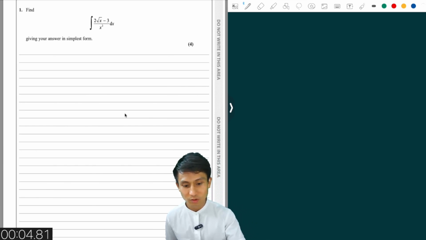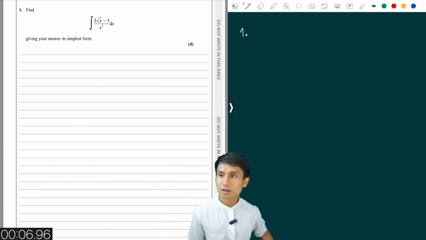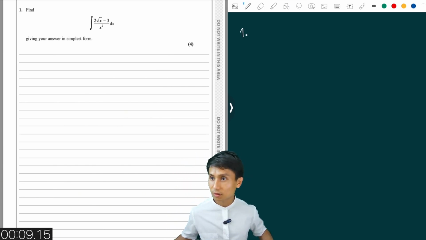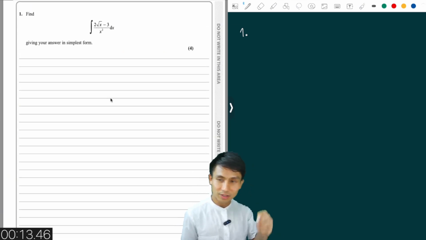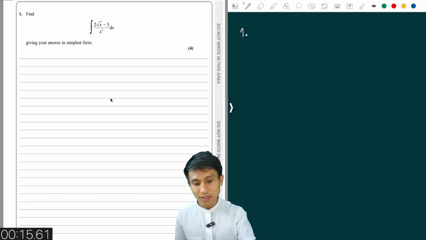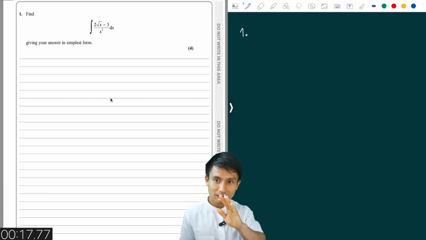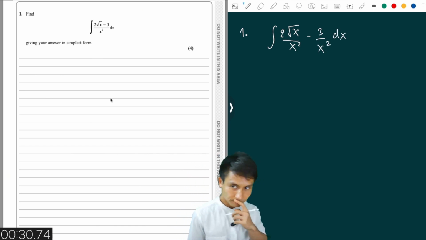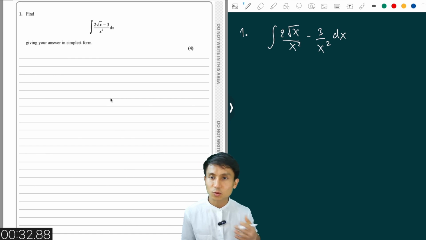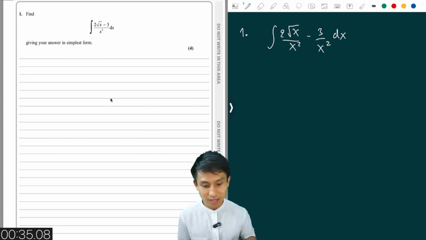So question 1. Okay, we have to integrate that. The easiest way to integrate an expression like this is to probably split the terms, like that. And x square root x is basically x to the power of a half.